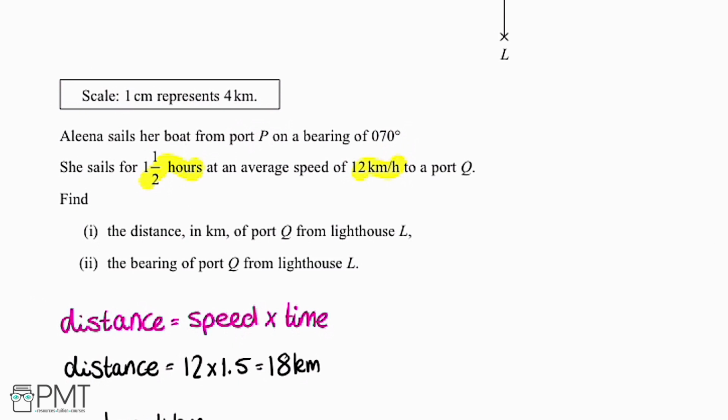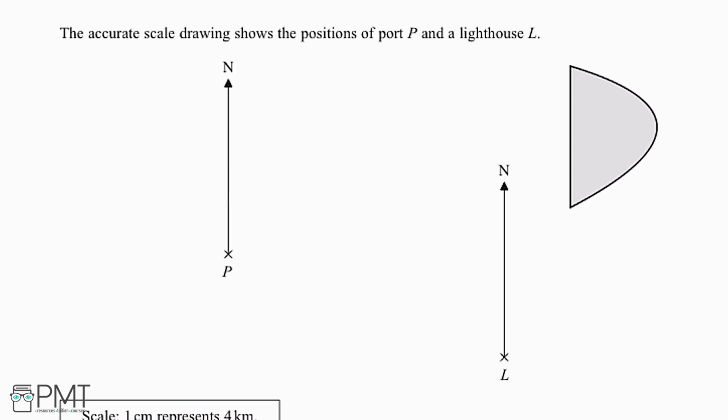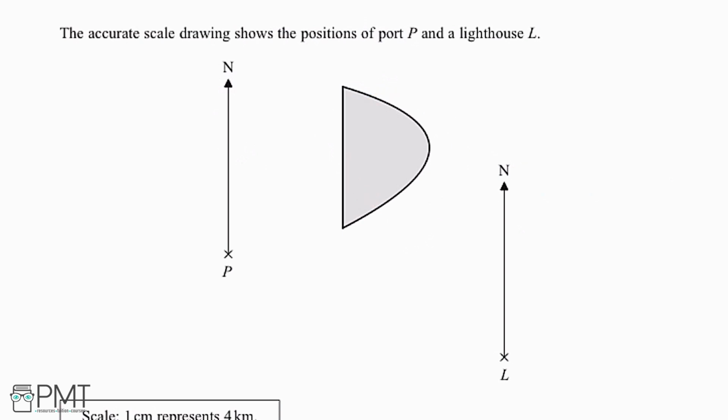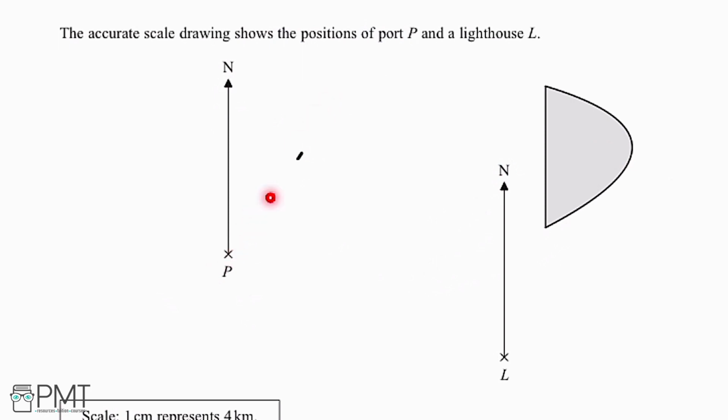So Alina sails her boat from port P on a bearing of 70 degrees. For this part you need a protractor, but I can't really get a protractor on here, so I'm going to use this makeshift sort of thing to represent a protractor. Whenever we take a bearing, we take it from the north line clockwise. So we're going to have 0 up against the north line, and we take our bearing this way. Alina's sailing on a bearing of 70 degrees, so we go along our protractor till we get to 70 degrees. It'll be somewhere near there. I'm going to make a mark there. So we know that she's sailing in this direction here.